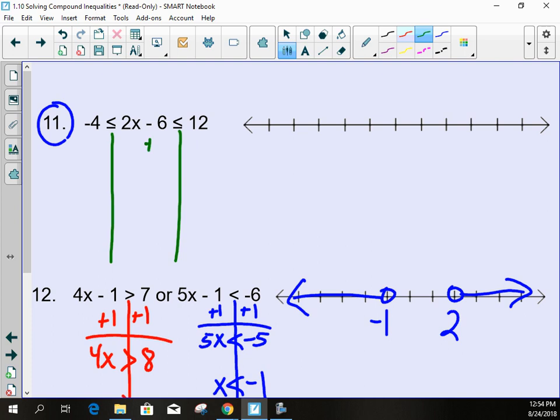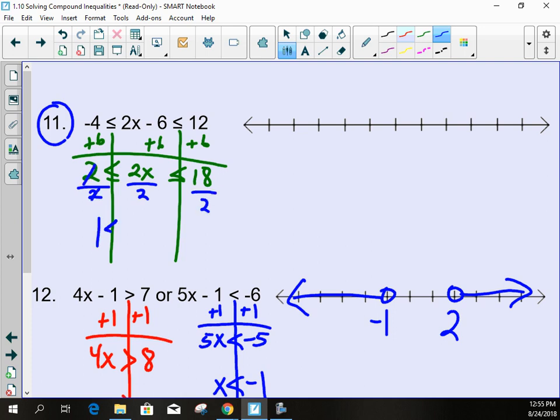First thing I'm going to do is add 6 to everything, right? 2 is less than or equal to 2x, which is less than or equal to 18. Now I have to divide everything by 2. And if you're watching this, please feel free to stop if I'm going too fast for you. There we go. I put up 1 and 9. Here's my 1. Here's my 9. They're both closed dots, right? You see an or? No, they connect. All right.